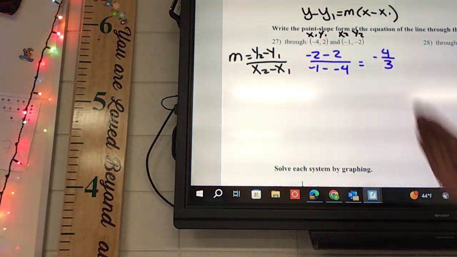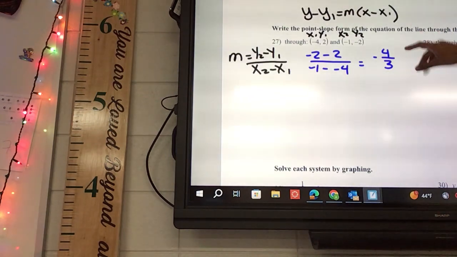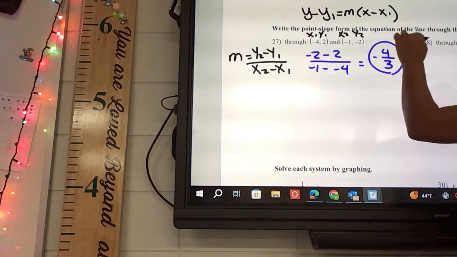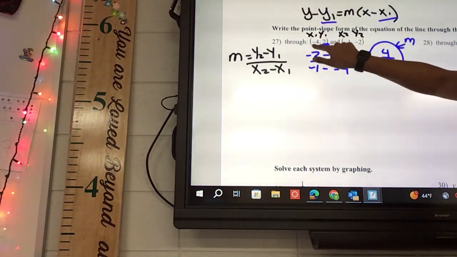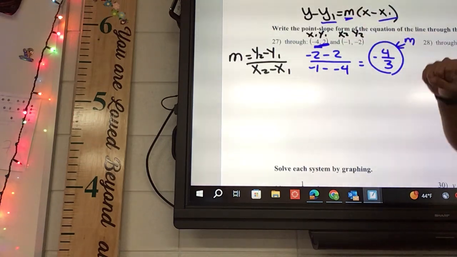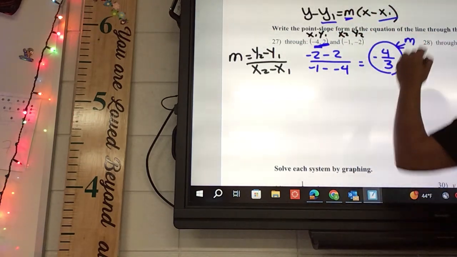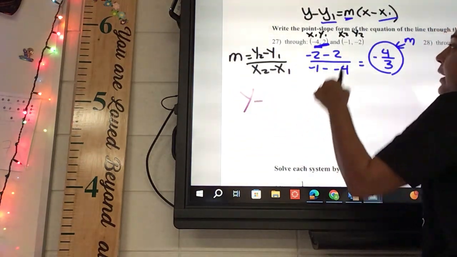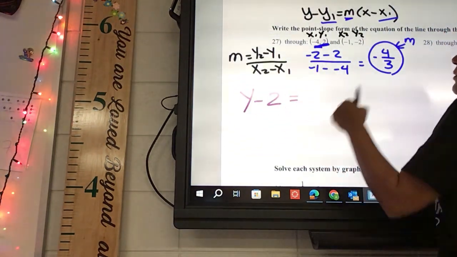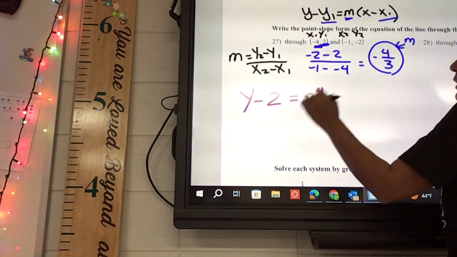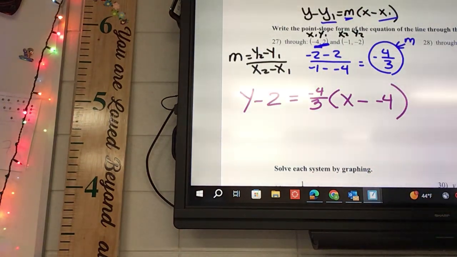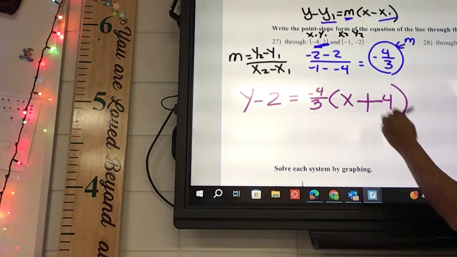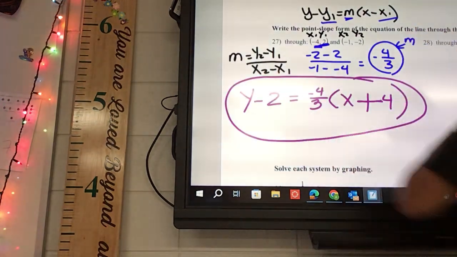The same way that our slope is that rise over run, that's why we can get that. And so that's my m. Now we can look at this and say, I have my x1 and y1, and I have my m. So now I'm ready to plug this into this formula. So it's going to be y minus my y1 is 2 equals my m is negative 4 over 3, x minus x1, which is negative 4. And this is what I was talking about, that minus minus. We have to take a minus minus and turn it into a plus. And so now this is ready to go.